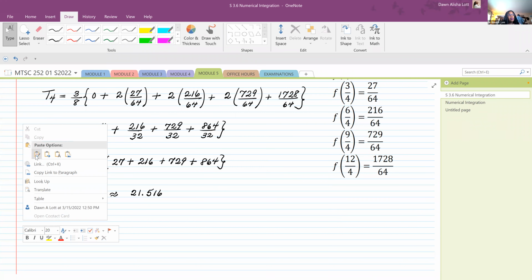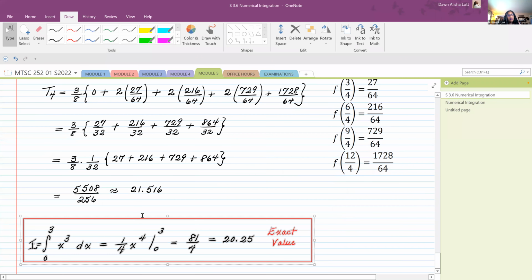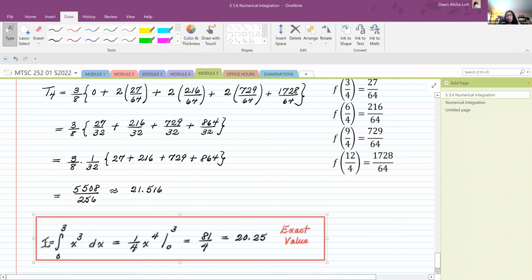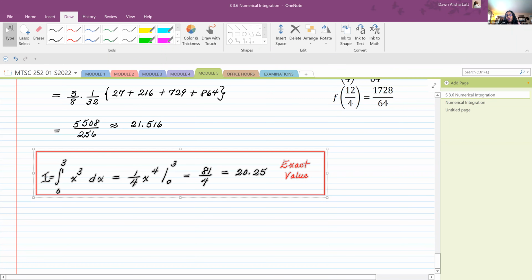Okay, we already calculated the true value. All right, so now we can find the error in the trapezoidal rule.